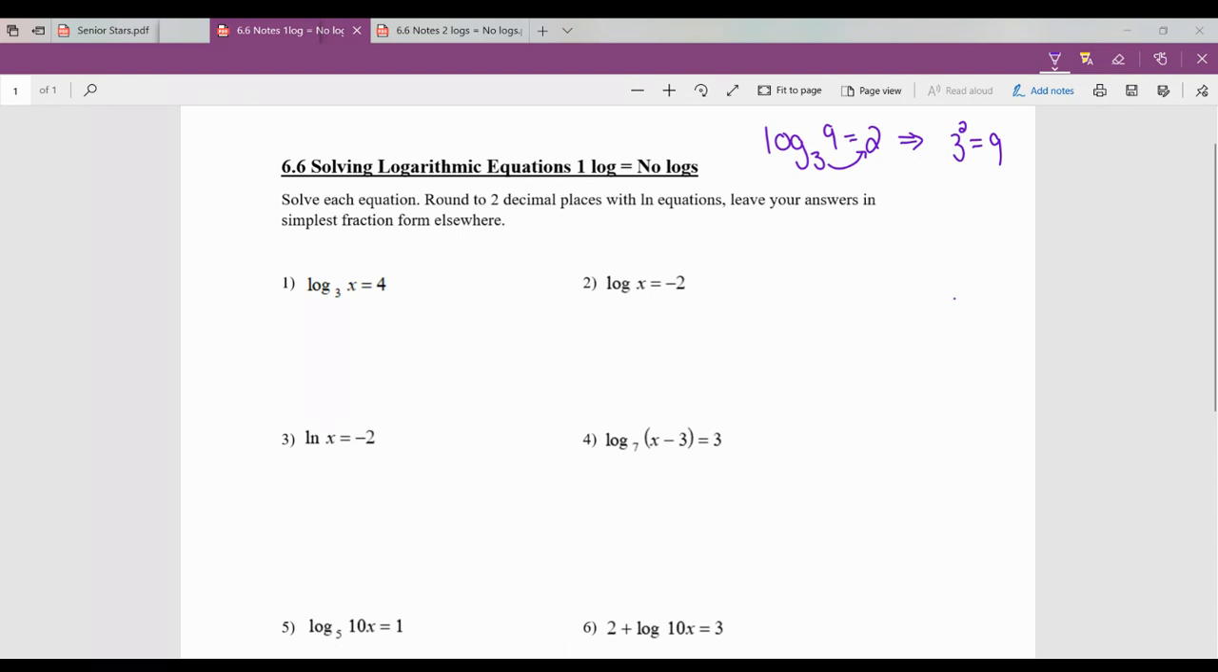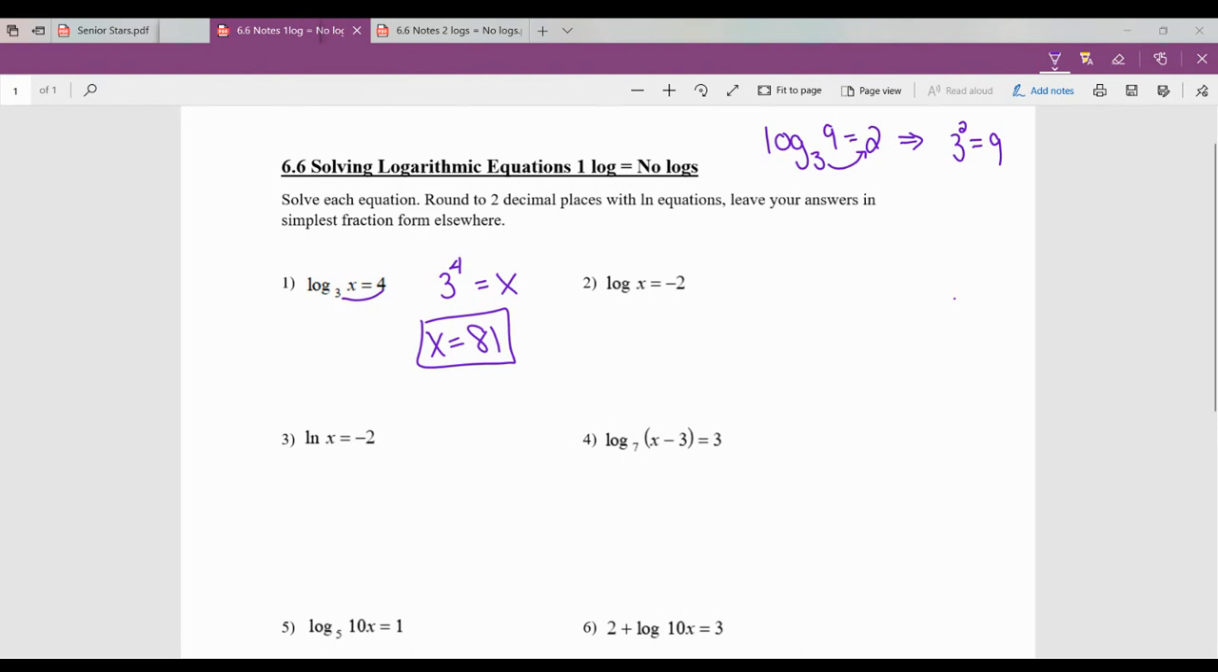So when we have one log equals no logs, we're going to solve it by switching it into exponential form. So we are going to swoop. So we're going to do 3 to the 4th is equal to x. So x is going to equal, and now we probably want our calculators, 3 to the 4th, unless you know that by heart, which is 81.